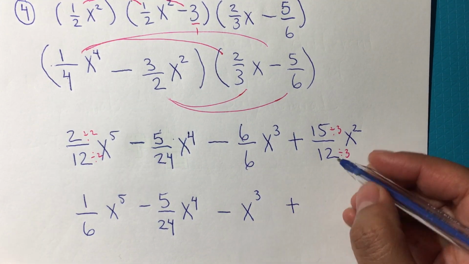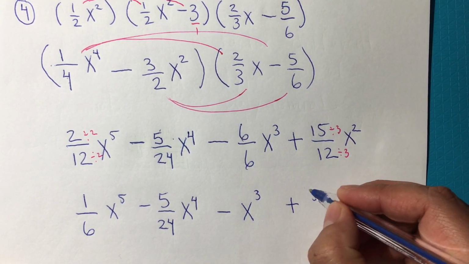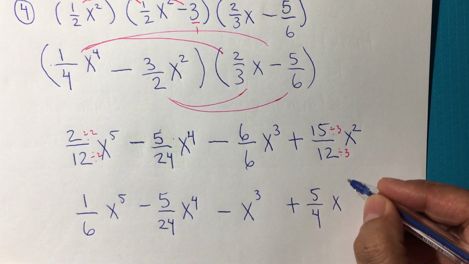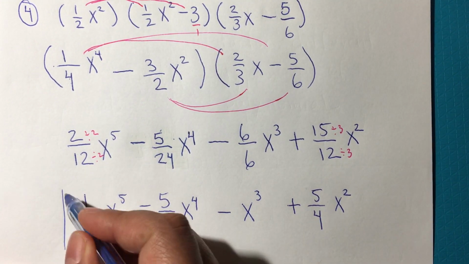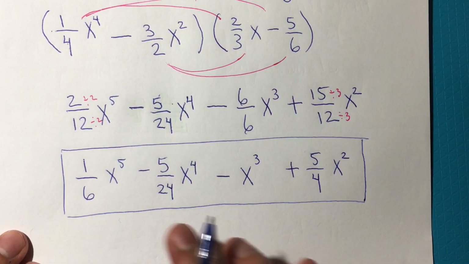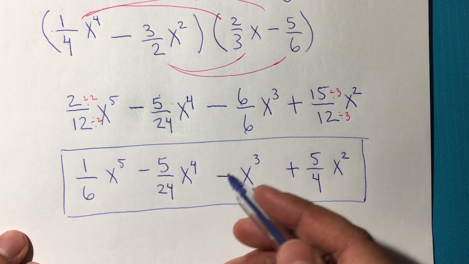And so it's going to be plus 15 divided by 3 is 5. 12 divided by 3 is 4. X to the 2nd power. Again, we ended up with a quadrinomial, degree 5.